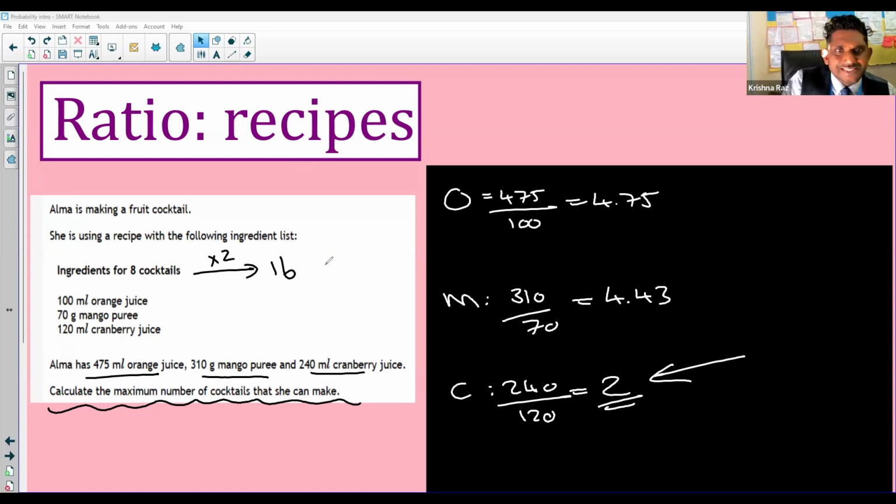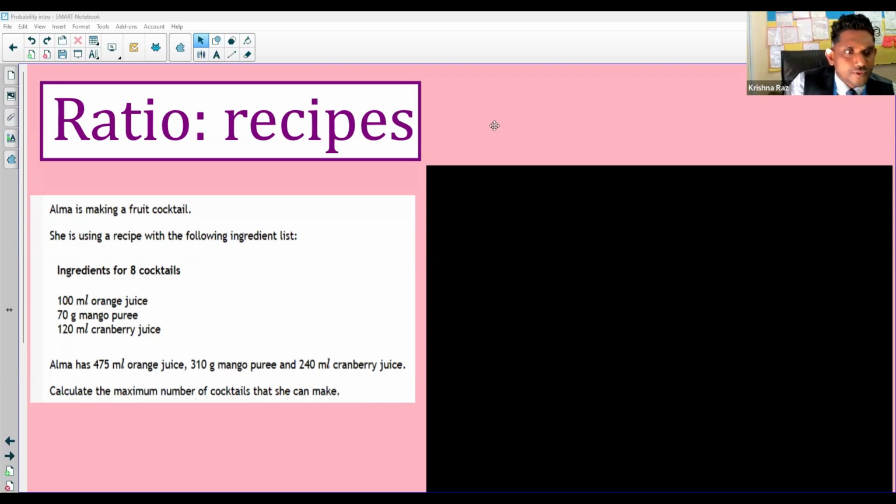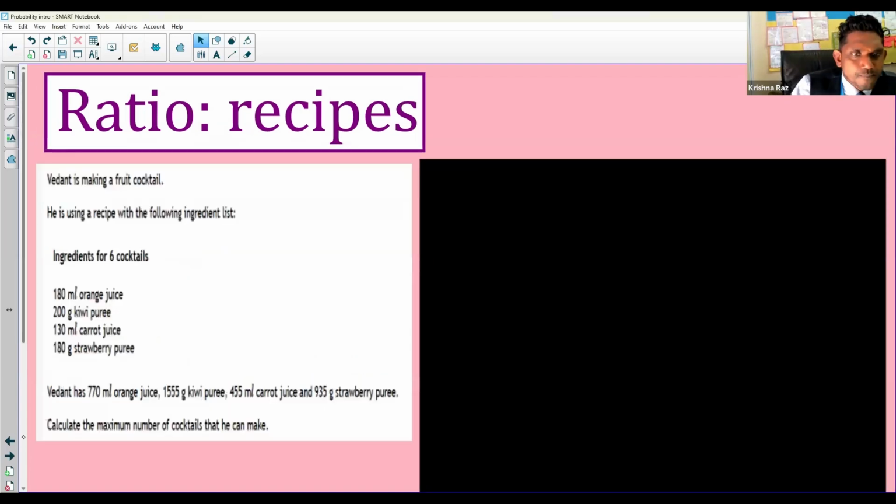Which means we can make 16 cocktails. Make sense? Good. All right, let's do one more then. Call it a day. So, orange juice. We have 770 divided by 180. Which is 4.27 recurring.